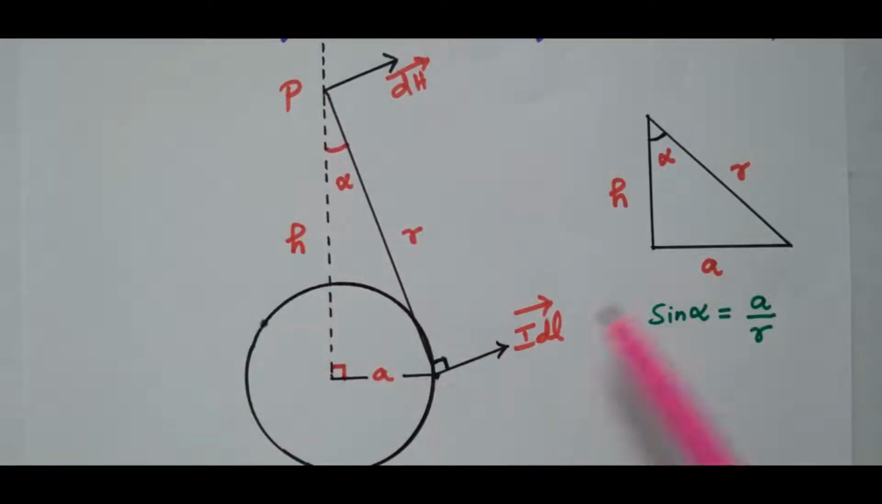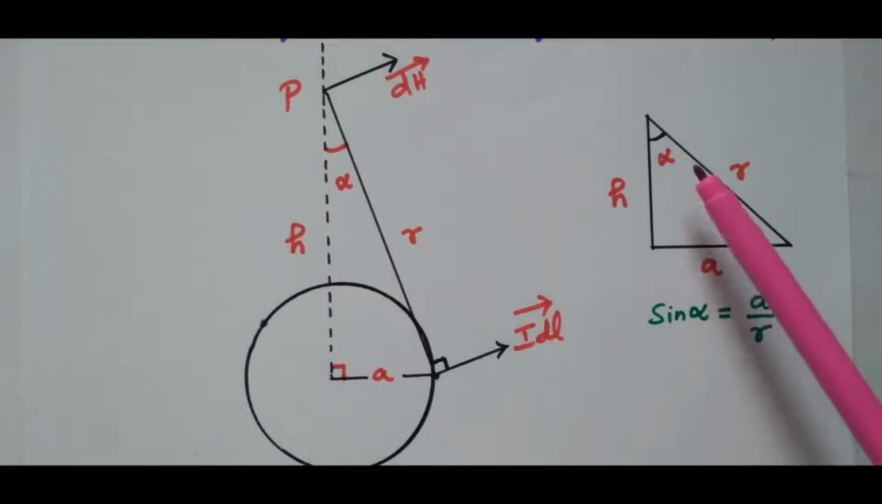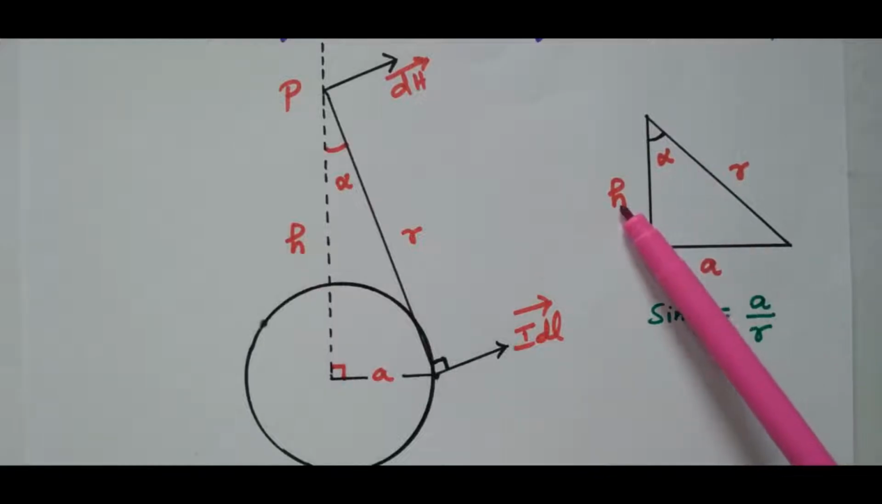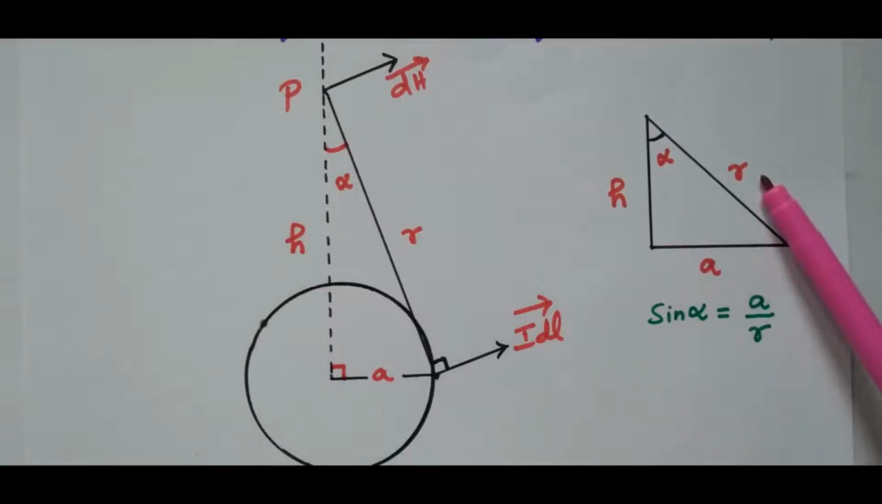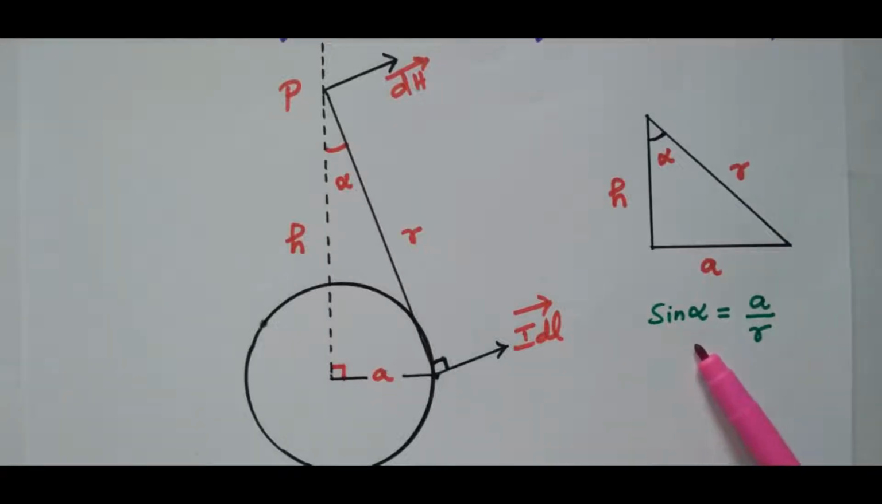So this triangle is drawn separately, with angle alpha, height a and r. From that we can find sin alpha. Sin alpha is opposite side by hypotenuse, a divided by r. It can be used in the derivation. Sin alpha equals opposite side by hypotenuse, a divided by r.